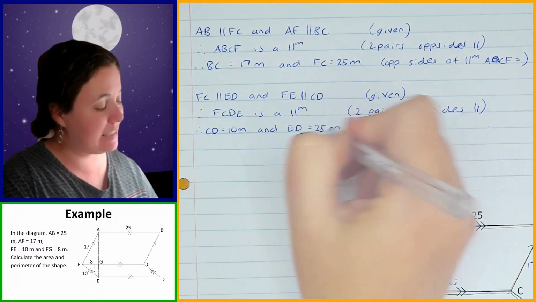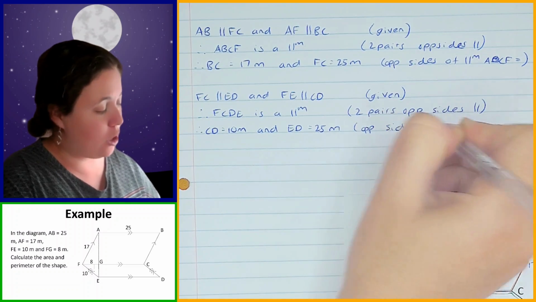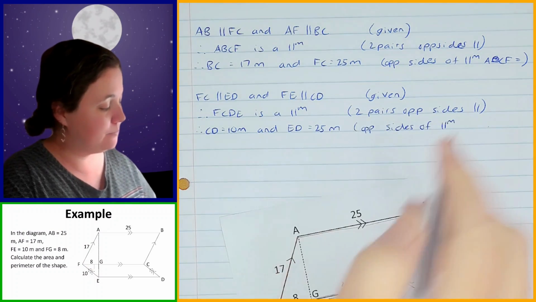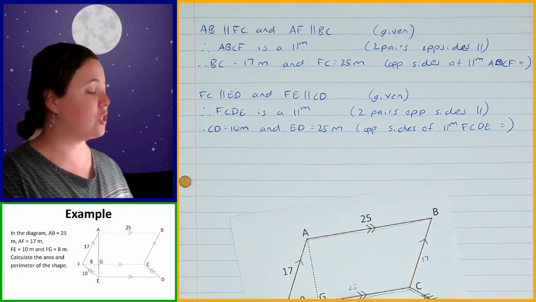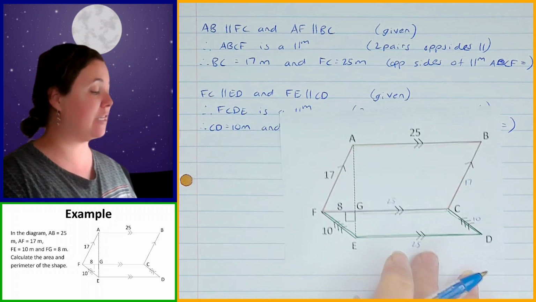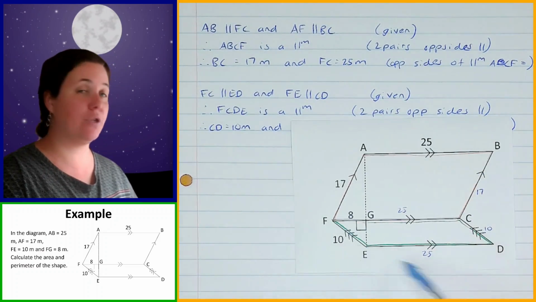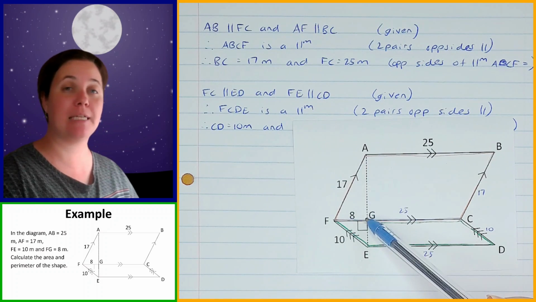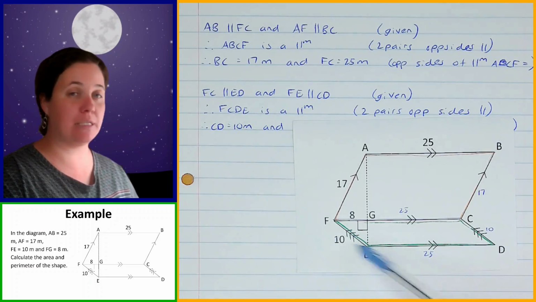Okay, so the reason I can say this is because I've got opposite sides of a parallelogram, and that is parallelogram FCDE, and they must be equal to each other. Okay, so now I know that this over here is 10 and this is 25. Okay, now the next thing I need to do is, in order to work out the area of this whole thing, I need to know this distance over here because that's going to be my perpendicular height, and I need to know this distance to work out the bottom one's area as well.